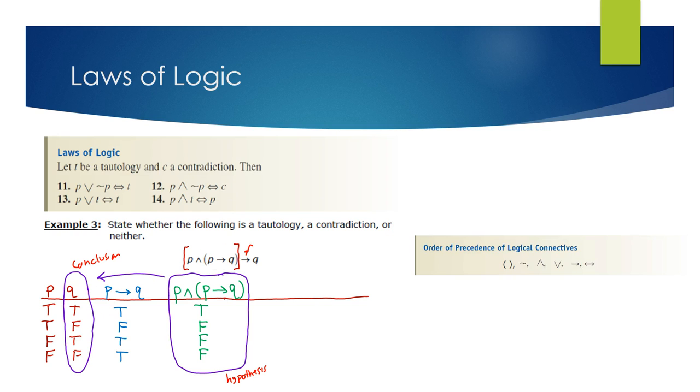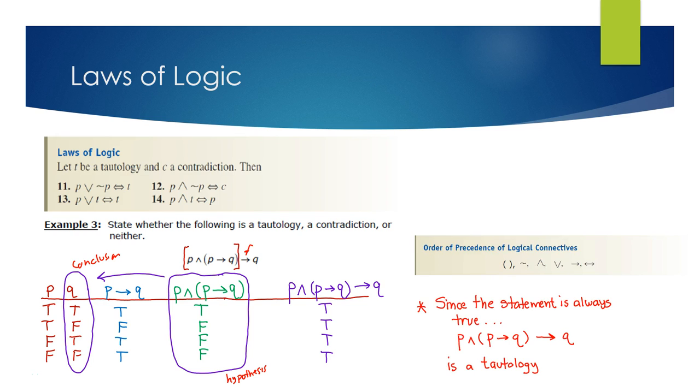So as a result, my truth table will look like this. And as I can see, I have nothing but a column of true values down here. So as a result of that, this is considered to be a tautology.